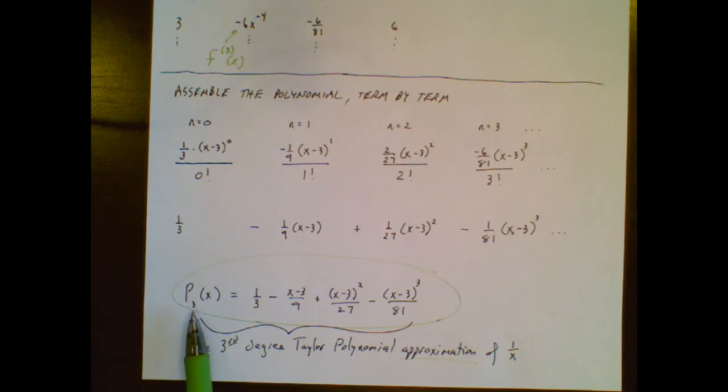Believe it or not, if we were willing to go beyond 3 and go out to infinity, that's going to be a lot of work. But if we're willing to do that, this would literally be the same as 1 over x. Crazy talk, huh?